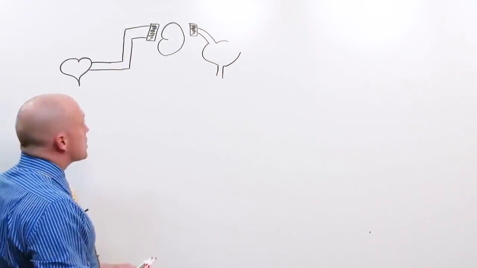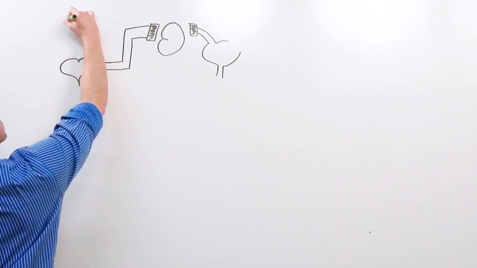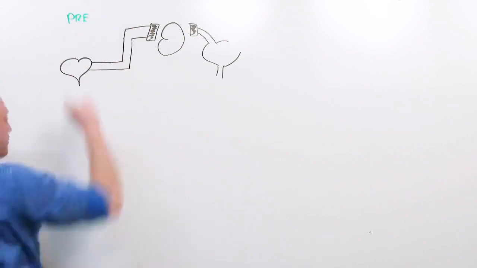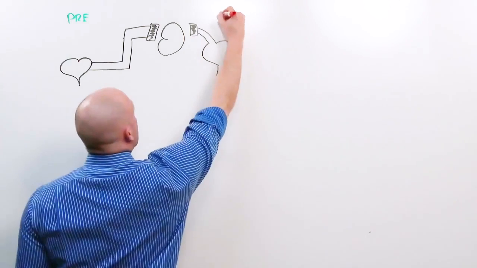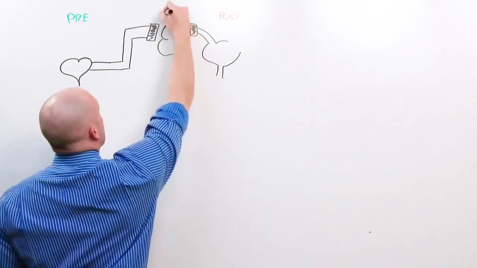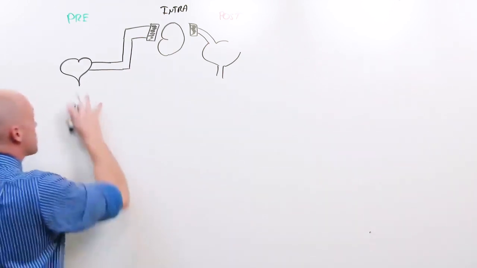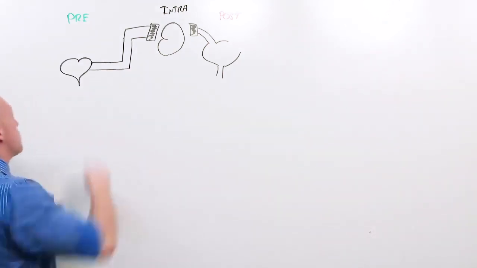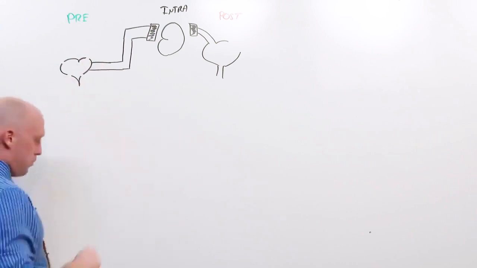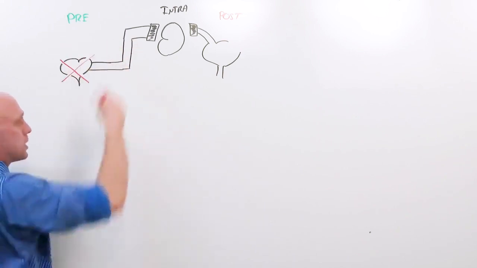I want you to see this system as three distinct entities. That is pre-renal, post-renal, and intrarenal. And a couple of things can go wrong in pre-renal. For example, the pump could break. And a broken pump can't push against resistance.